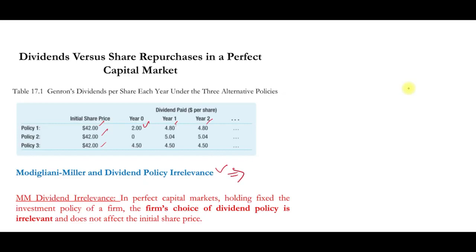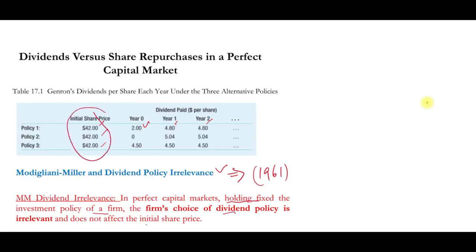Miller and Modigliani in 1961, let me see the exact date, sorry. Yeah, this is the exact date, okay? So Miller and Modigliani have proposed that in a perfect capital market, holding fixed the investment policy of a firm, so it means the investment policy of the firm is not changing, the firm's choice of dividend policy is irrelevant and does not affect the initial price, as you can see.